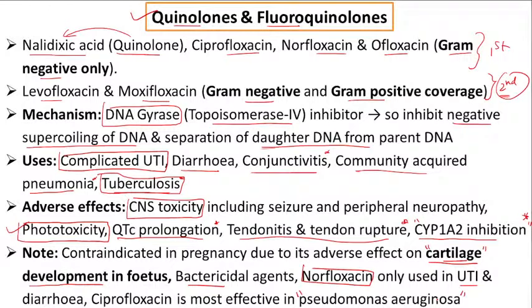Which is mostly involved in nosocomial infection, like hospital acquired infection. If someone asks which organisms can be acquired through hospital infection, Pseudomonas aeruginosa is one of them. Ciprofloxacin is most effective against that. Ciprofloxacin is a first generation fluoroquinolone that can be used for that.